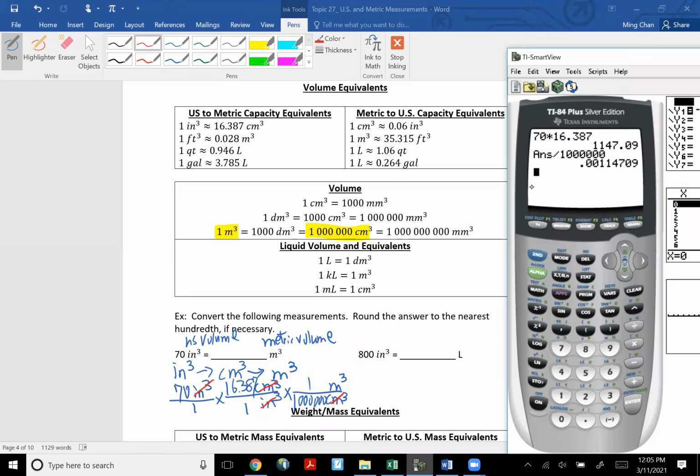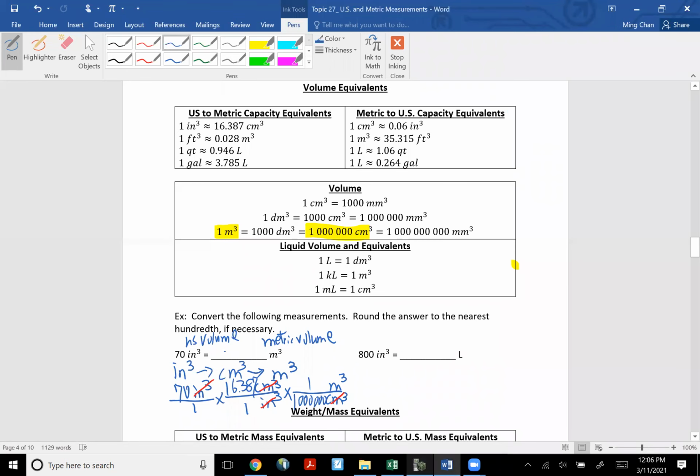So round to the nearest hundredth. This one you might have to round a little bit more. Sorry about that. Let's just put 0.0011. How about that? Show a couple more decimals. 0.0011 cubic meters.